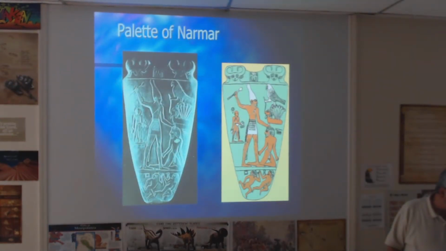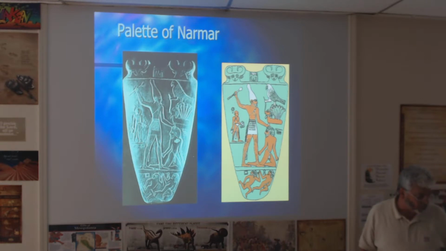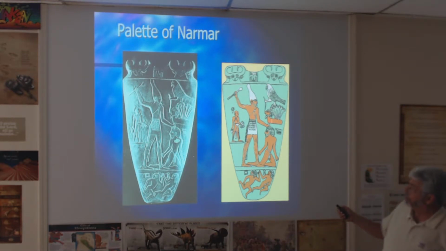This is something called the Palette of Narmer. This is something that he had made in order to celebrate his victory and his ruling over both North and South, or Upper and Lower Egypt. This is the original. You can make out the figures on here. This is a colorized version, which you can see maybe a little bit better.